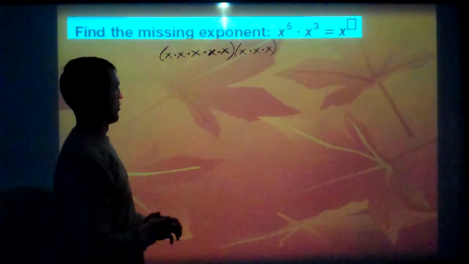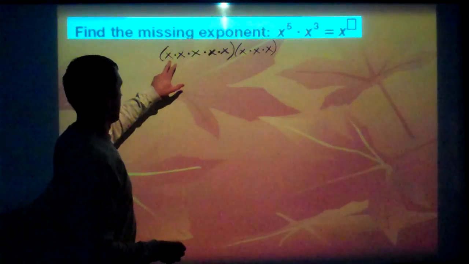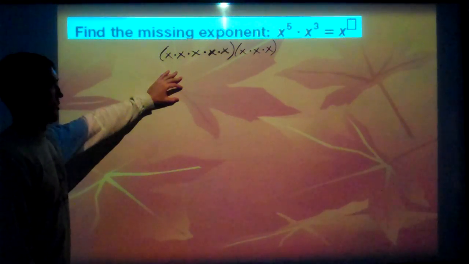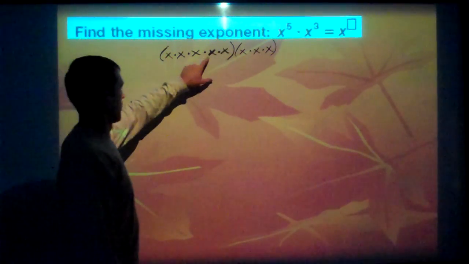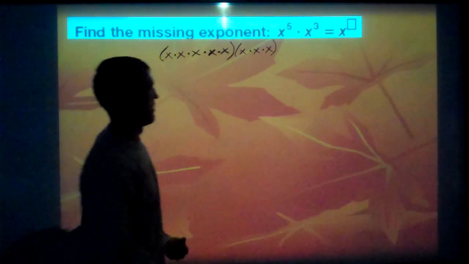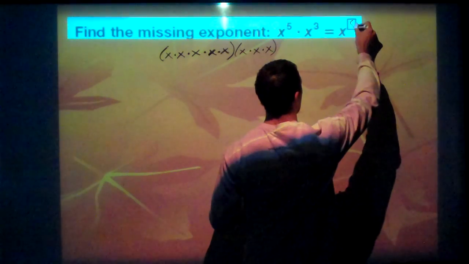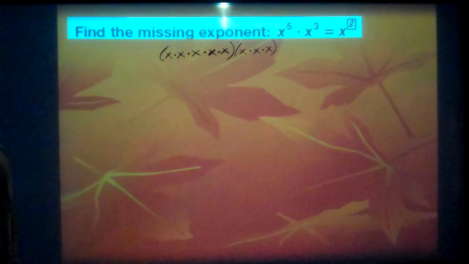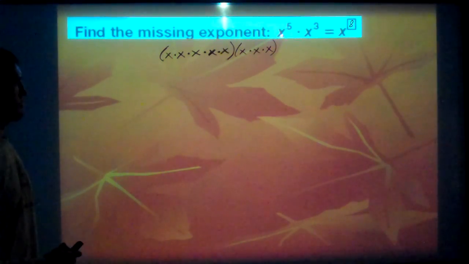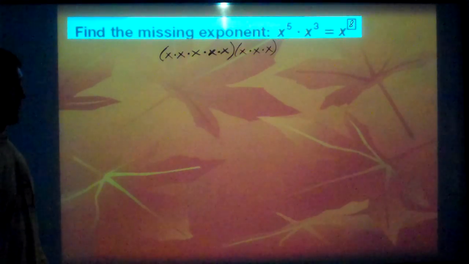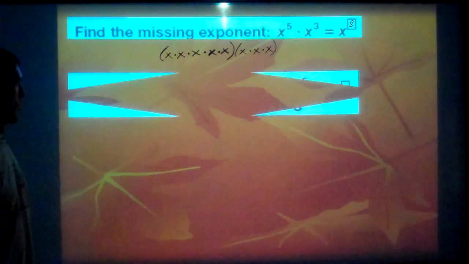But anyway, at this point, how many x's are we actually multiplying together when we look at this? We have 1, 2, 3, 4, 5, 6, 7, 8. 8 x's being multiplied together. That means this should be x to the 8th power. Now we should notice, what's the shortcut that we took here? x to the 5th times x to the 3rd was x to the 8th. Looks like we just added 5 and 3 together. That's a shortcut we can use.